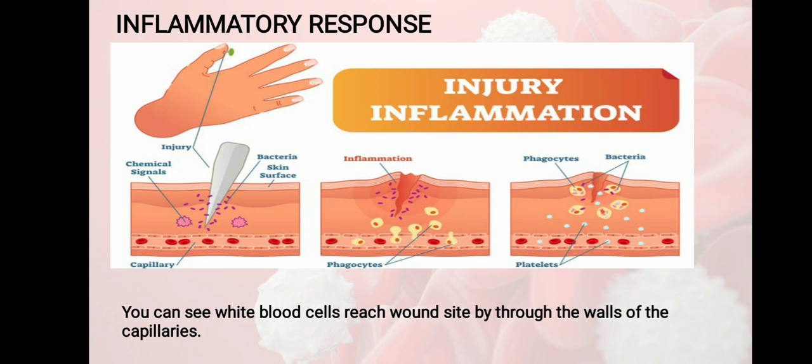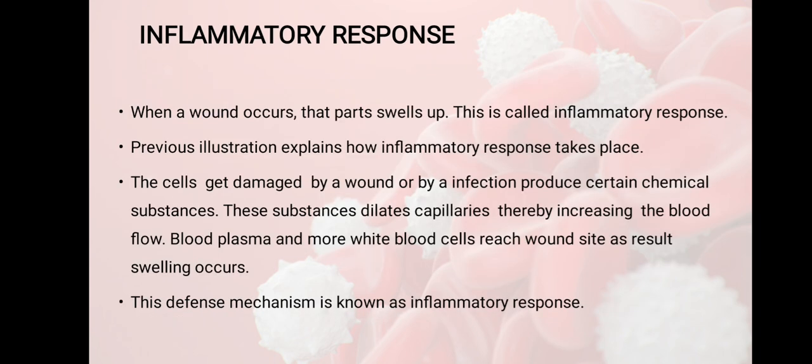Inflammatory response: when a wound occurs, that part swells up. This is called the inflammatory response. The previous illustration explained how the inflammatory response takes place. Cells damaged by a wound or by infection produce certain chemical substances. These substances dilate capillaries, thereby increasing the blood flow. Blood plasma and more WBCs reach the wound site as swelling occurs. This defense mechanism is known as the inflammatory response.